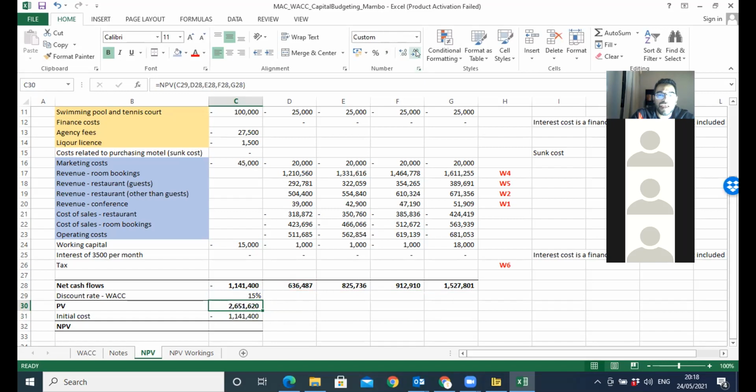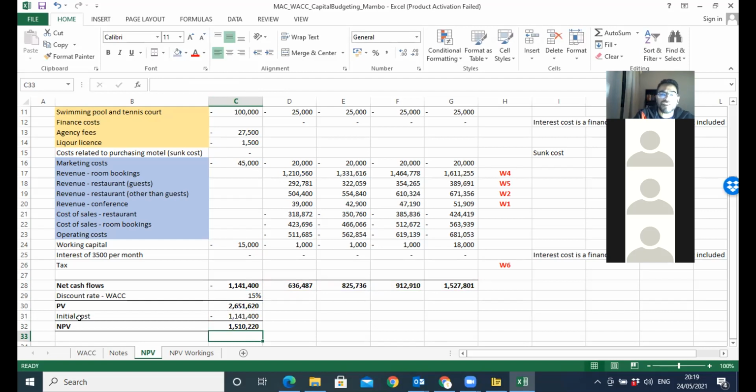In your case, when you use your financial calculator, you're going to put in all the cash flows, including the cash flows from year 0. So the answer you get is the NPV. Whereas Excel doesn't include year 0, so the answer Excel gives you is not NPV, it is present value. That is why I have to have the separate line for initial costs. So to get my NPV, it's going to be that plus that. So my NPV is 1.5.